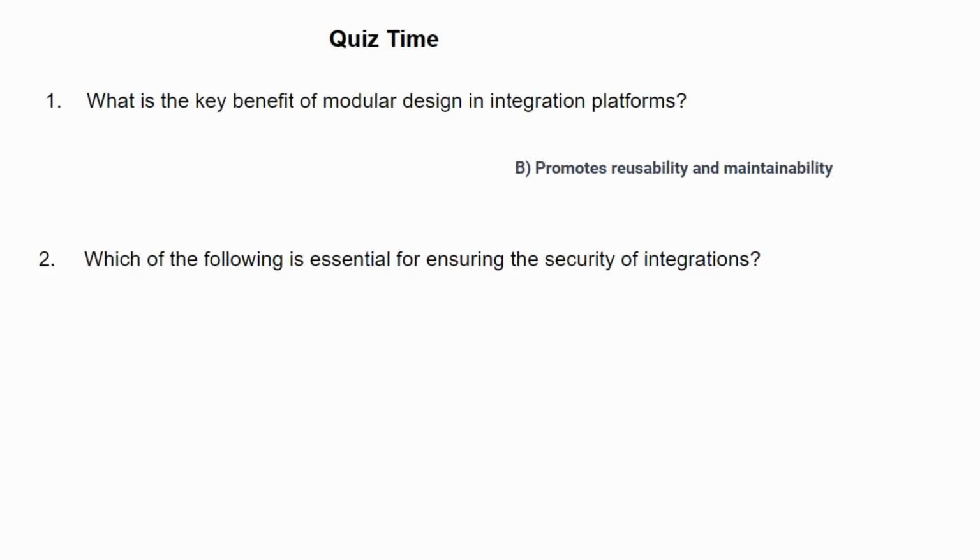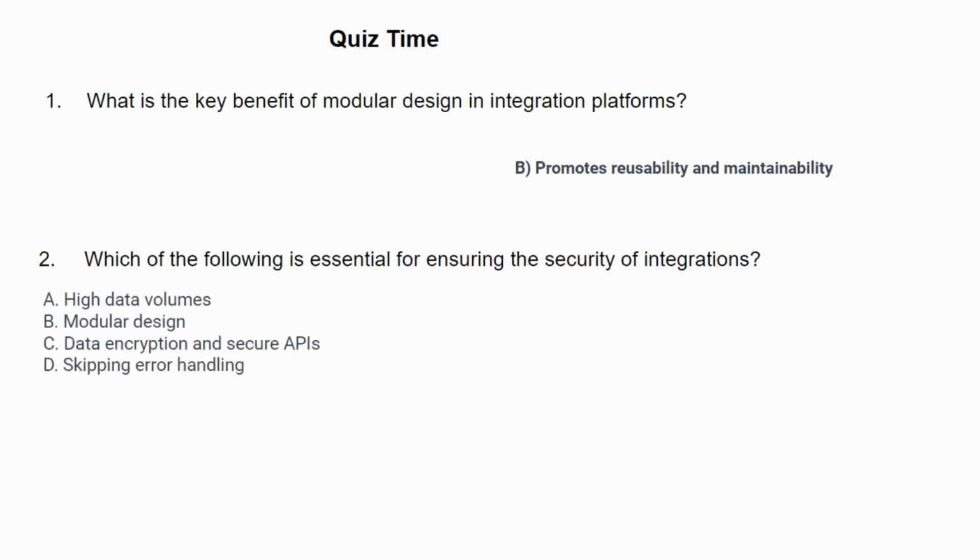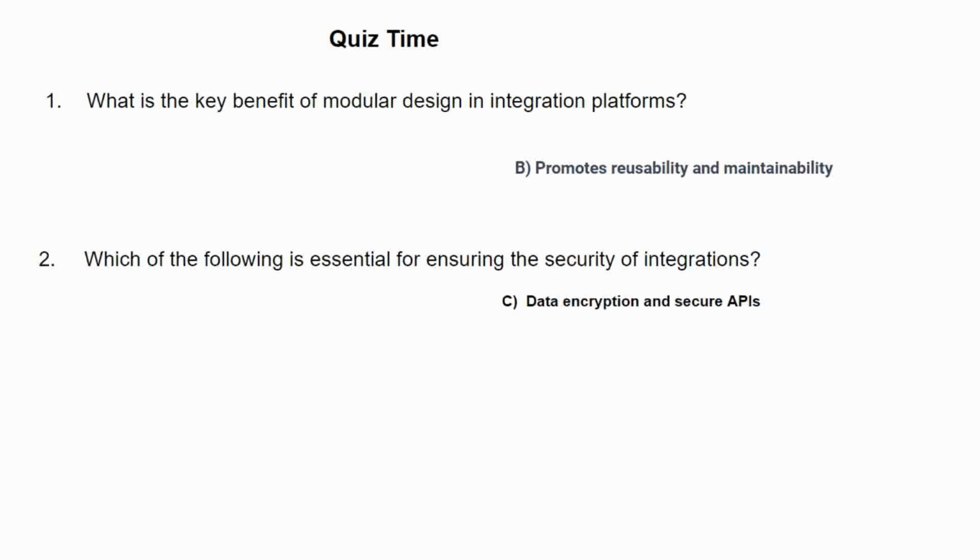Here's the second question for you. Which of the following is essential for ensuring the security of integrations? The options are high data volumes, modular design, data encryption and secure APIs, and skipping error handling. When it comes to security, I think you are very familiar with the options. You can eliminate the other options and get the answer. Let me give you the answer: data encryption and secure APIs.